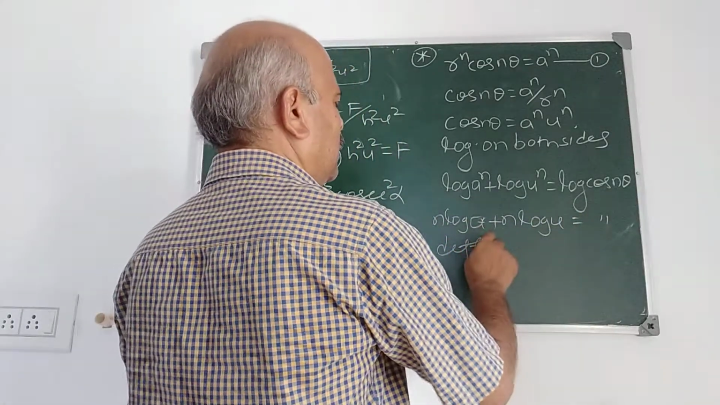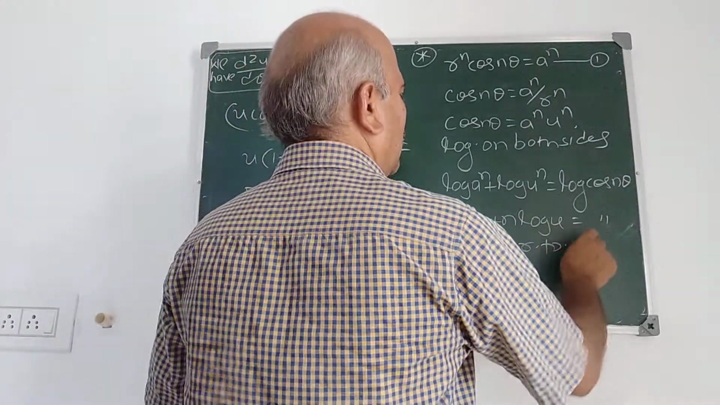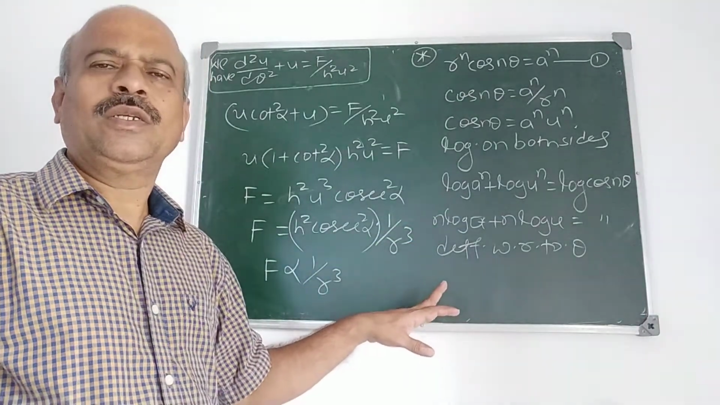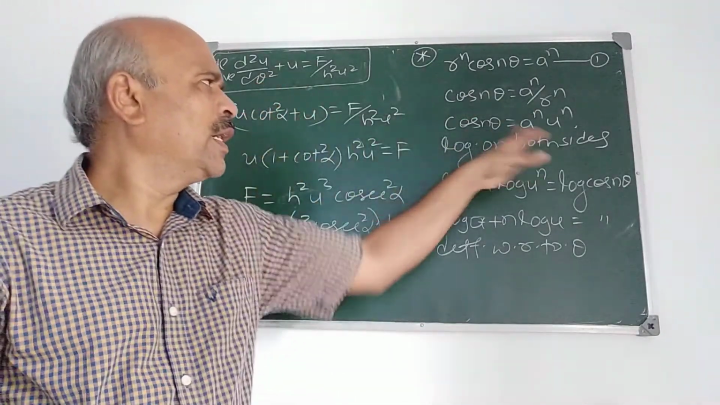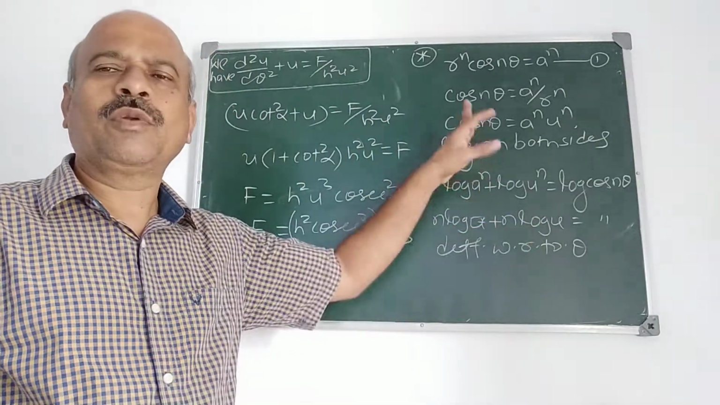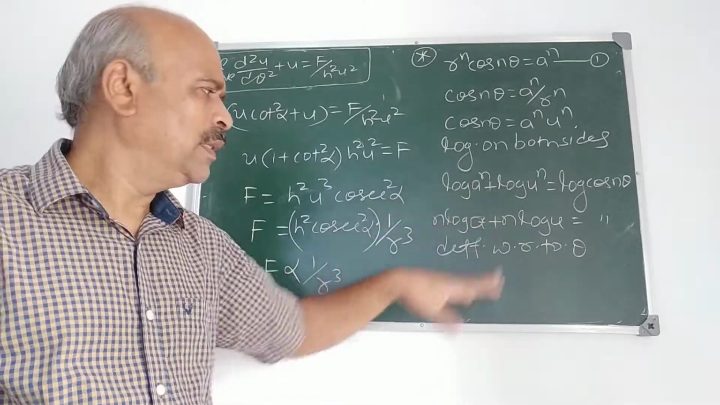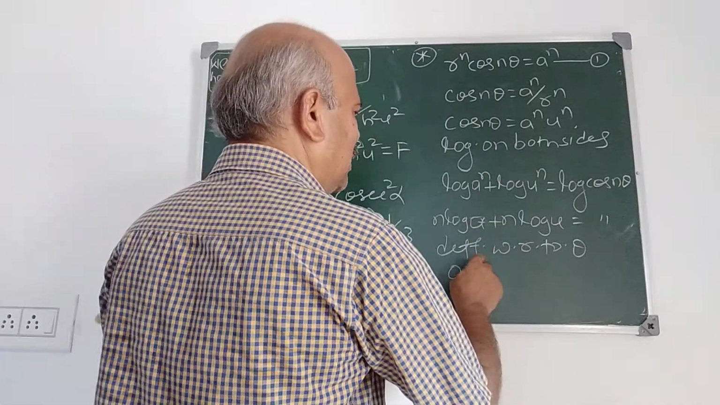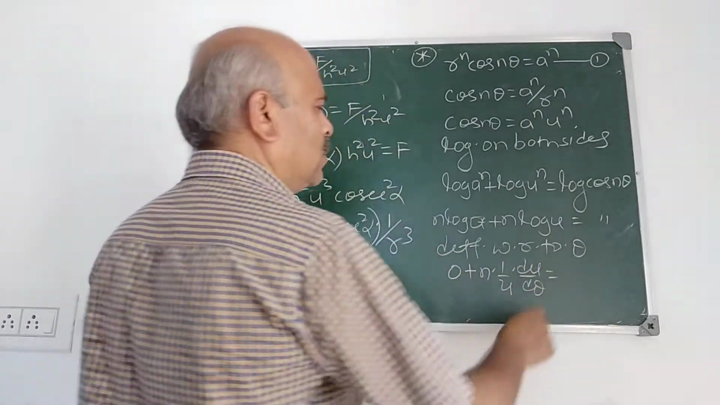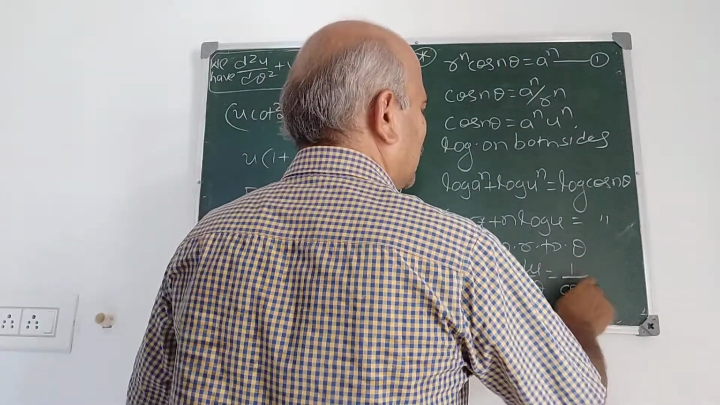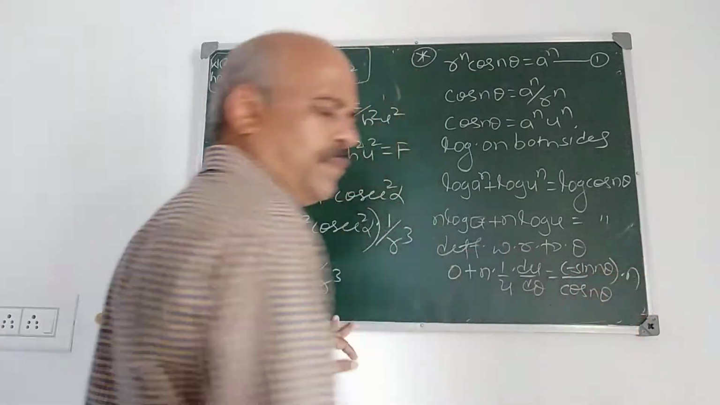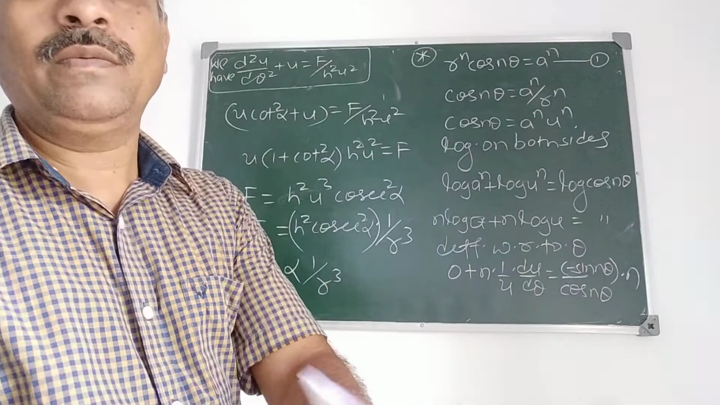Now differentiate with respect to theta. So in all these problems, the problems are quite similar. Only thing is differentiation. You have to find out second derivative here. I have taken log. You could have directly differentiated also, but this makes the process of differentiation easier. Therefore, we have taken log on both sides. 0 plus n into 1 upon u du by d theta is equal to log cos n theta is 1 upon cos n theta minus sin n theta into n. This is the derivative.